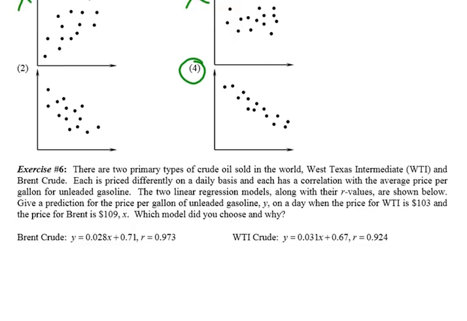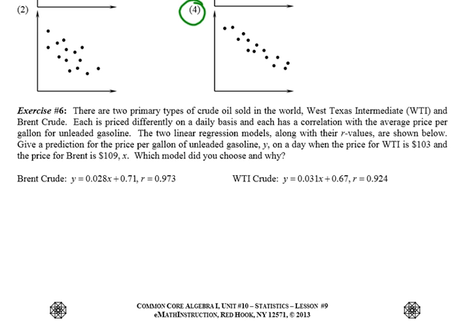Okay, there are 2 types of crude oil sold in the world: West Texas Intermediate and Brent crude, which each are priced differently on a daily basis, and each has a correlation with the average price per gallon, right? So you'll hear Mr. Carlson actually like to talk about this a lot, that when gas prices drop, the crude oil prices drop, right? And it actually is the reverse. The crude oil price drops, and then your price of gas per gallon drops. And the opposite of that happens. If the crude oil is increasing, then the gallon of gas is going to increase.